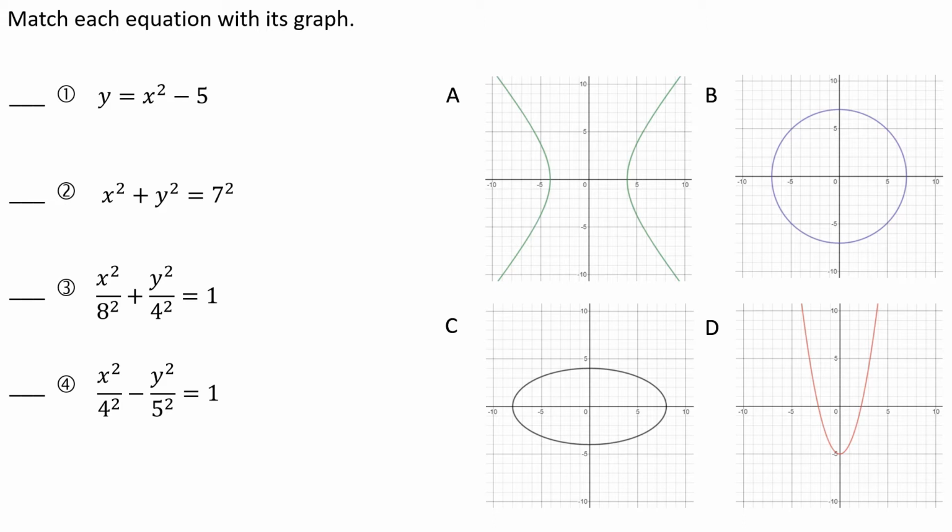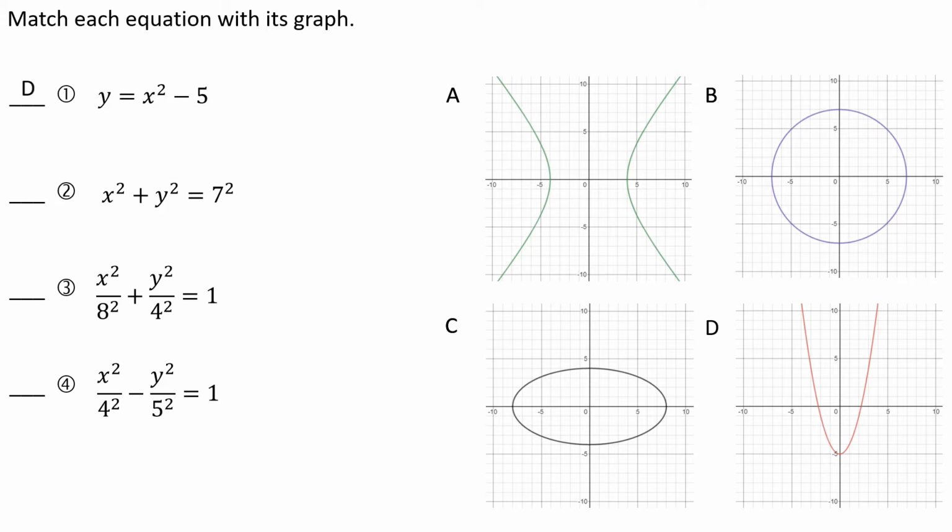Number 1. What should number 1 go with? Well, only the x is squared. It must be a parabola. Notice that the parabola's vertex is 5 units below the origin. That's what that -5 is telling us.